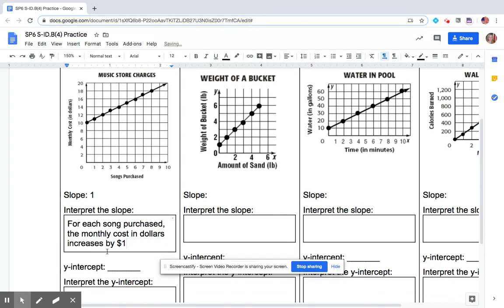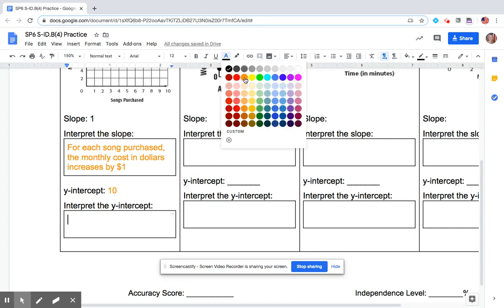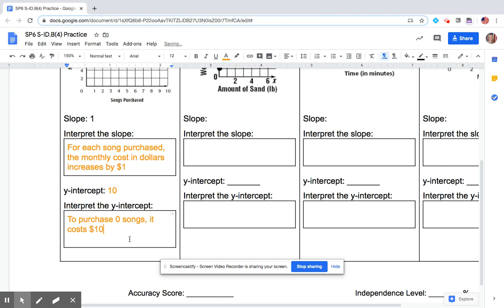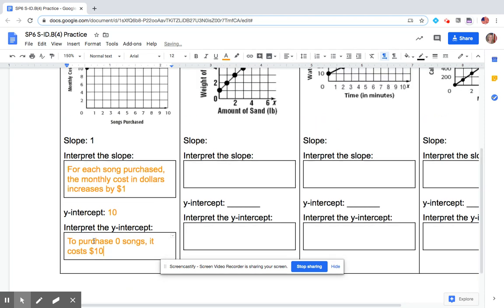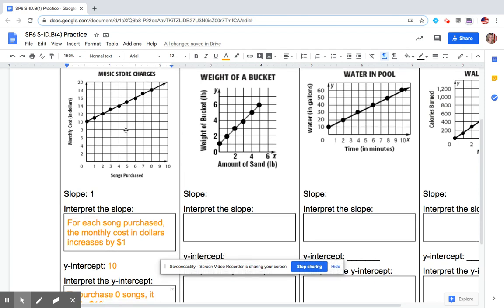Right, now the y-intercept. What is the y-intercept? The y-intercept is 10. And what does the y-intercept mean in the context of this data? That to purchase 0 songs, it costs $10. So that must be the fee that this particular music store charges to belong to a certain club.